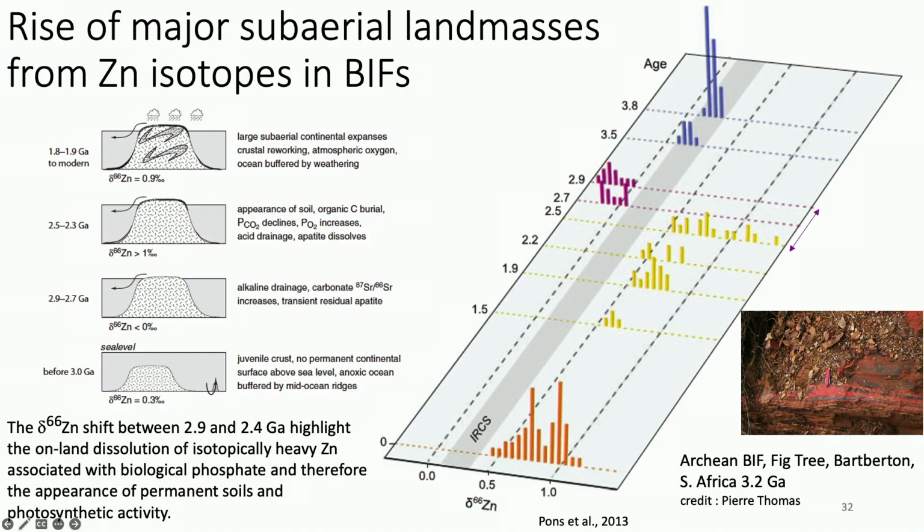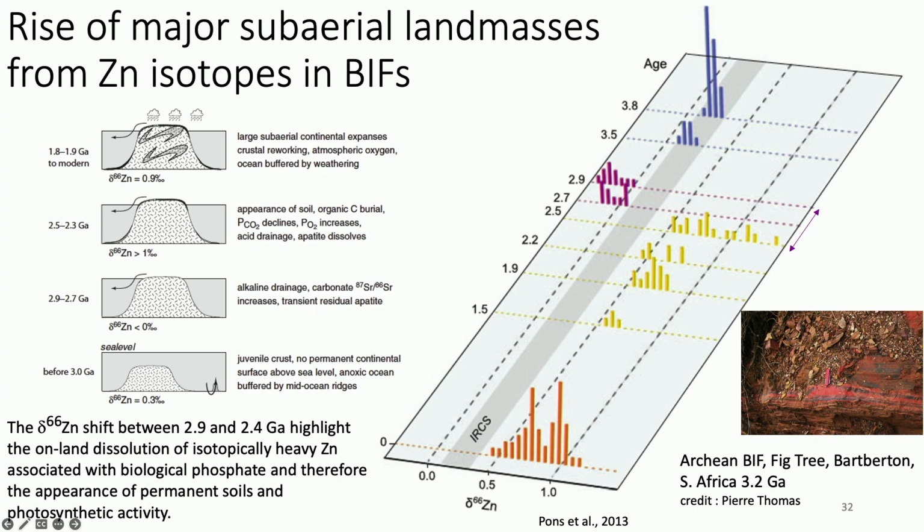We have also, in another context, a worldwide analysis of the banded iron formation. Here that's from South Africa, Barberton. This picture is a BIF from 3.2 billion years old. And again, Pons and collaborators. So Marie-Laure gathered a lot of banded iron formation from all around the world. She did the zinc isotope analysis through time. So here we're at the Archean limit, and we're going to modern time.